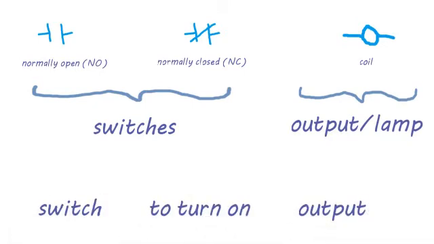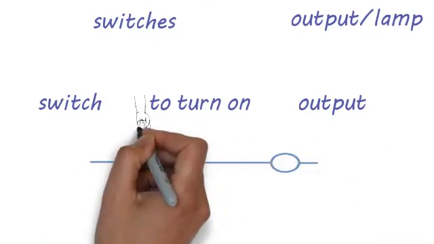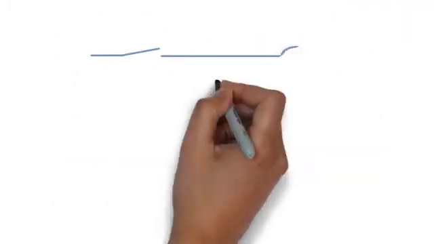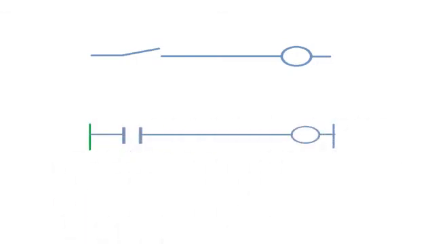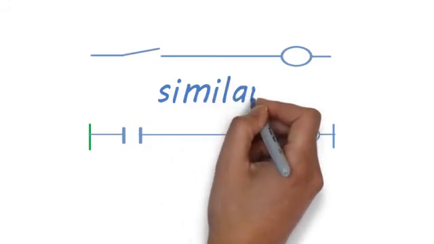Let's see. We have an open switch and a lamp. We press this switch and the lamp turns on. Simple electrical circuit. This electrical circuit having an open switch and a lamp is similar to an NO contact and a coil in the ladder diagram.